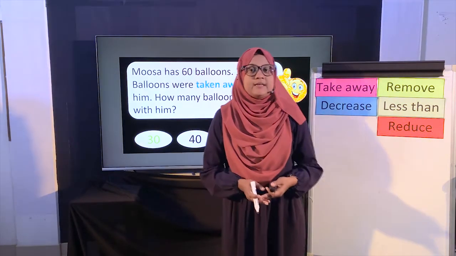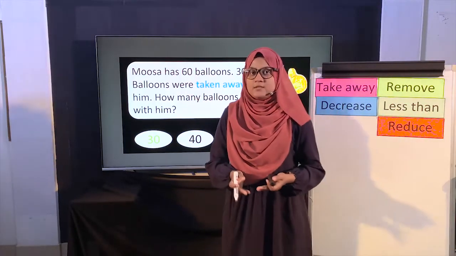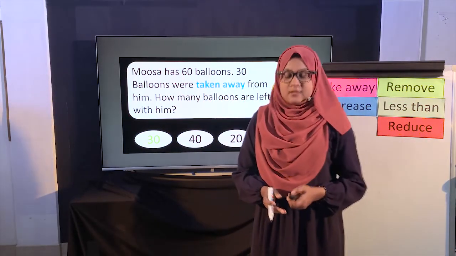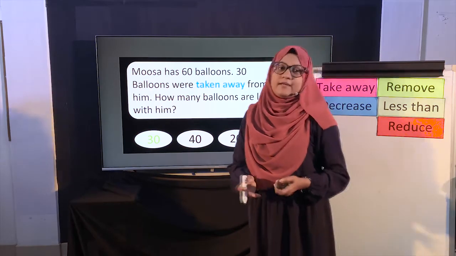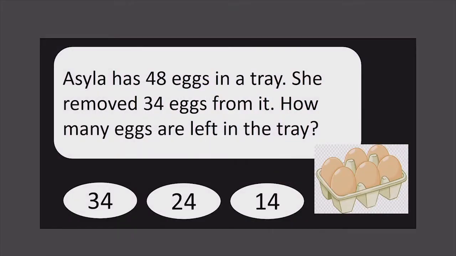Now you have got an idea about how to solve a simple 3-step subtraction question. So we will see another question to learn more. The next question is, Asila has 48 eggs in a tray. She removed 34 eggs from it. How many eggs are left in the tray?